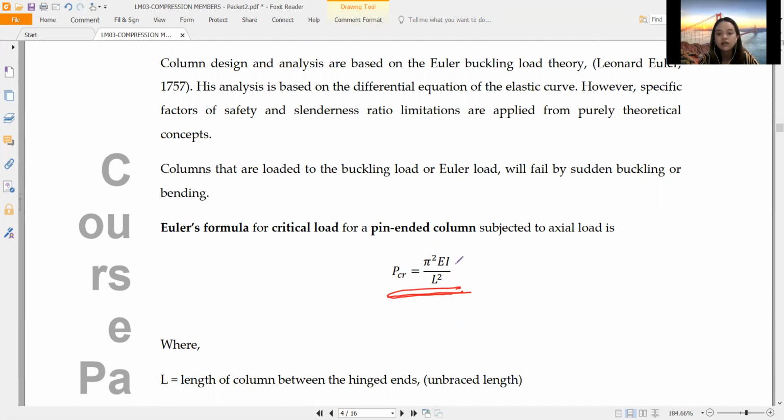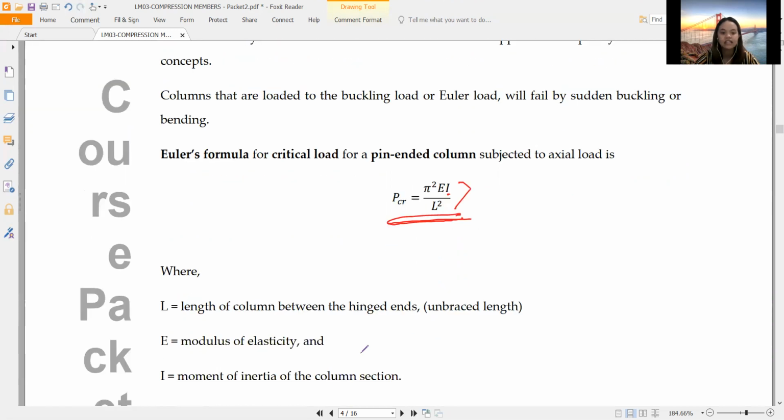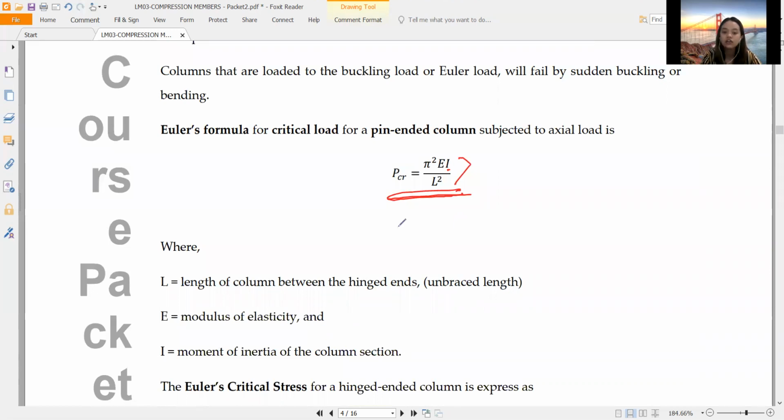Okay, so for the critical force for a pin-ended column, we use pi squared multiplied by the modulus of elasticity, multiplied by the moment of inertia, divided by the square of the length. Take note that the length is the unbraced length. When we say unbraced length, for example, this is our bracing, this is your beam, and this is your column. So this section between your bracings is not included. Instead, we count it as a beam.